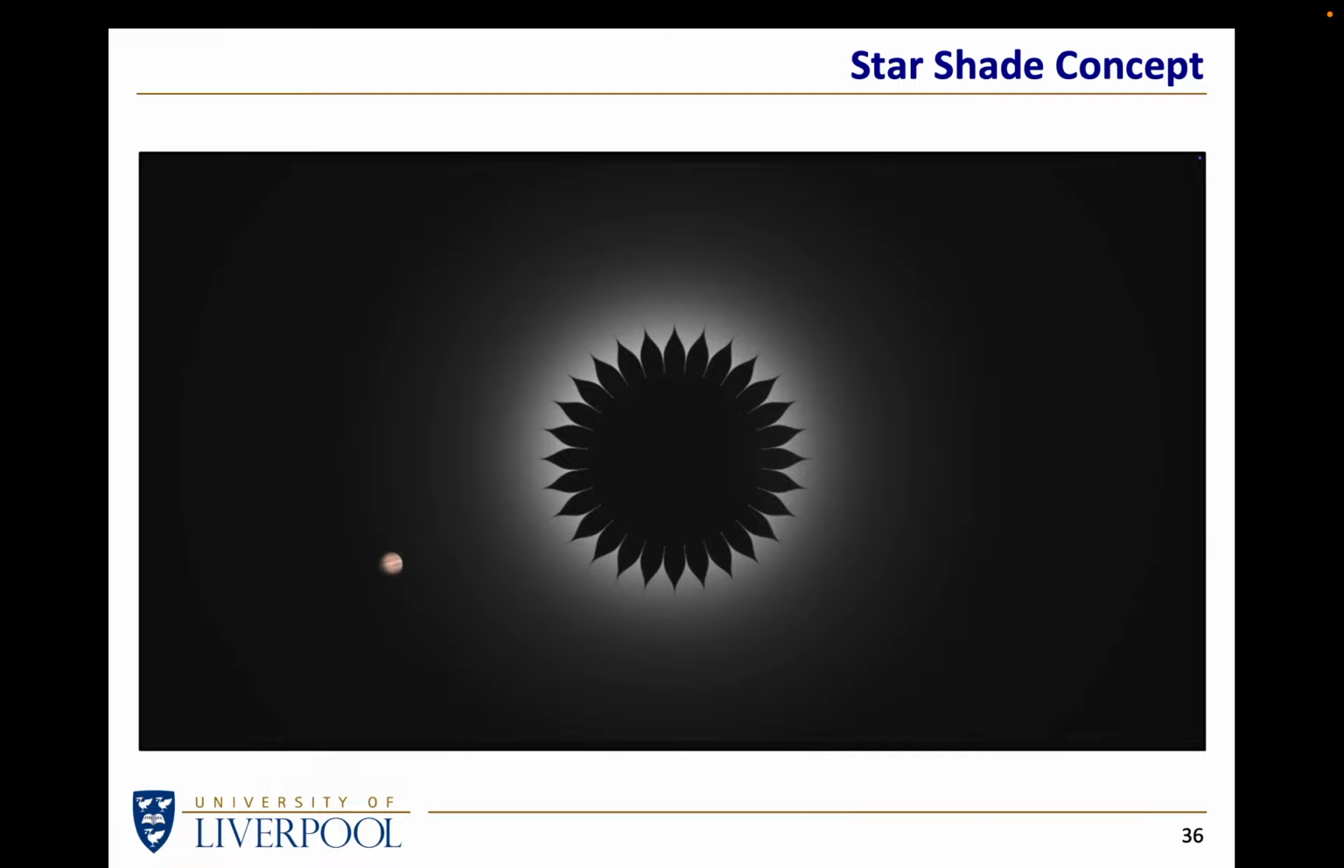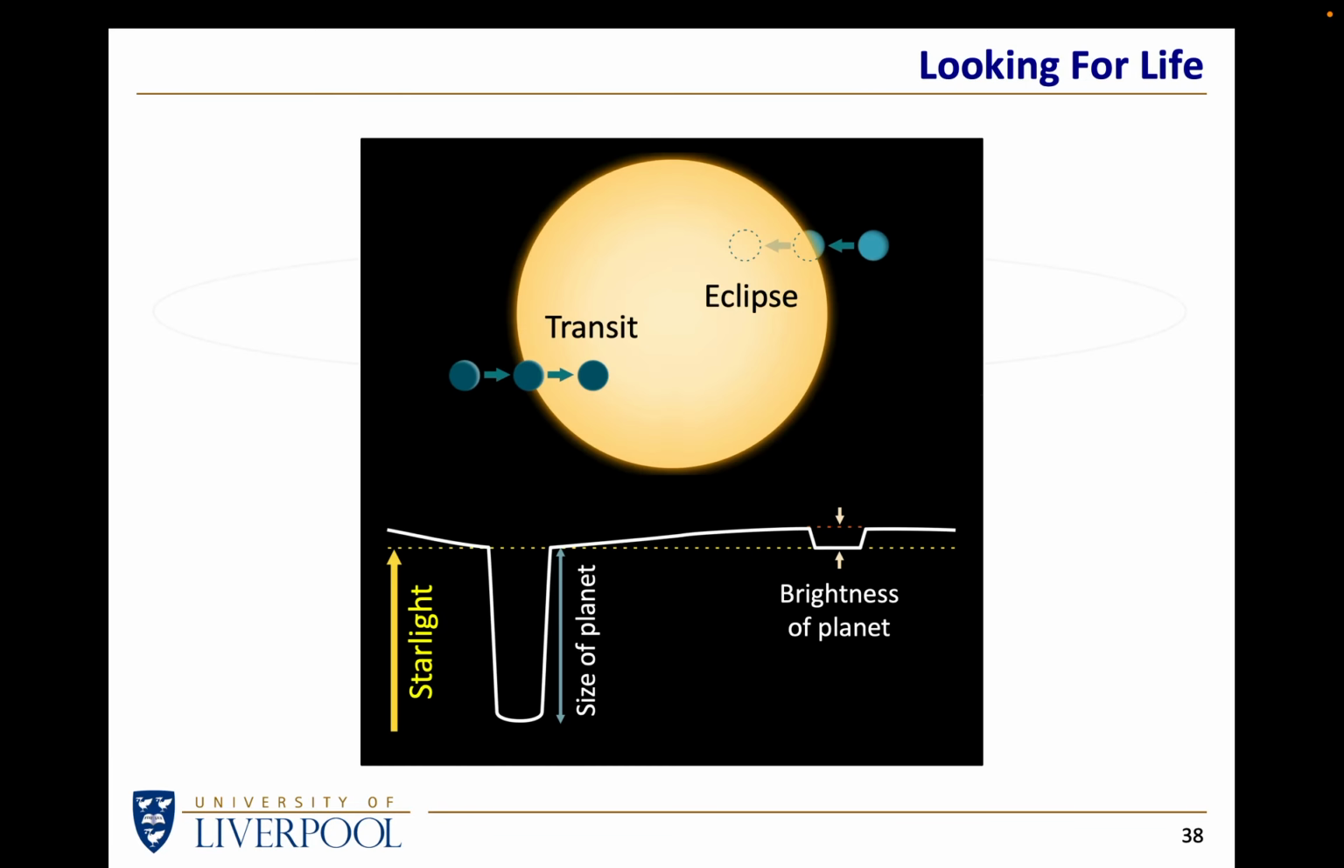But it has the advantage that the starlight never gets into the telescope, whereas the idea of blocking the starlight once it's in the telescope has the problem that once the starlight is in, it gets scattered, and if it's 1,000,000 times brighter than the planet, even a tiny amount of scattered light could mean that you don't see the planets. So this is scientifically better, but a bigger technological challenge.